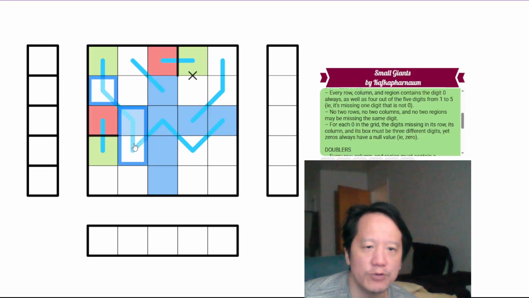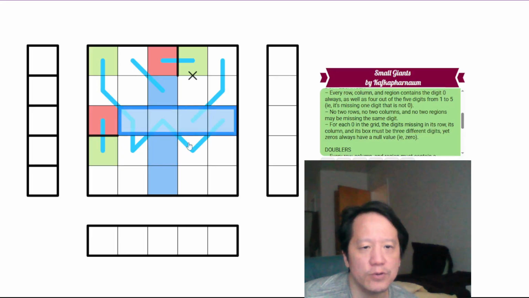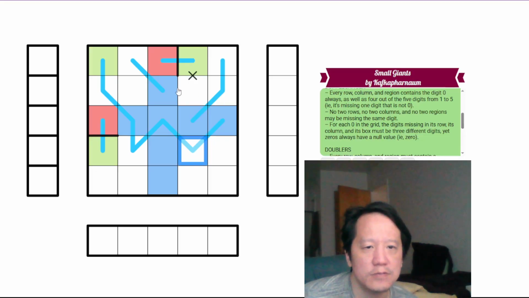Also, these can't be region numbers either. This could be. Well, using blue as non-doublers, what do we use as non-region numbers? Yellow? Well, okay, these are non-region numbers.